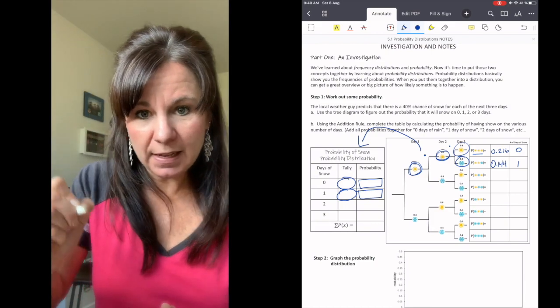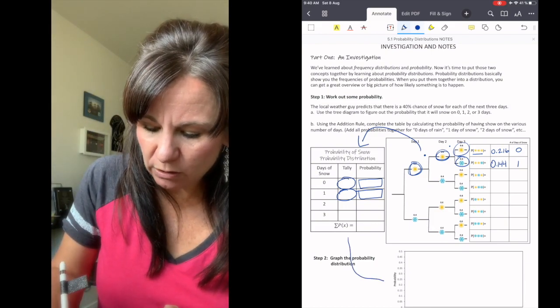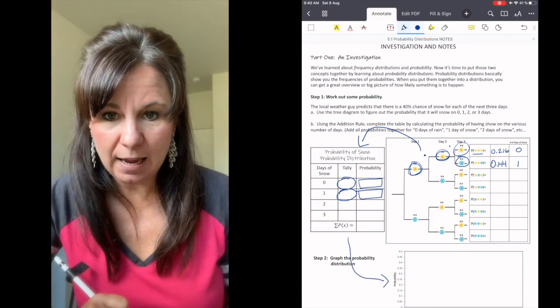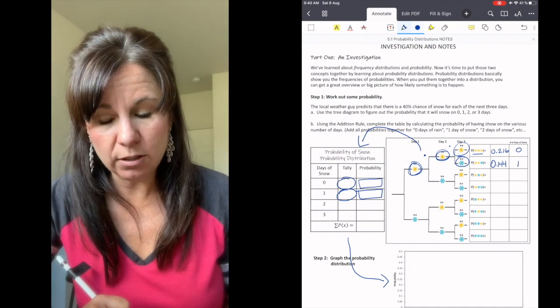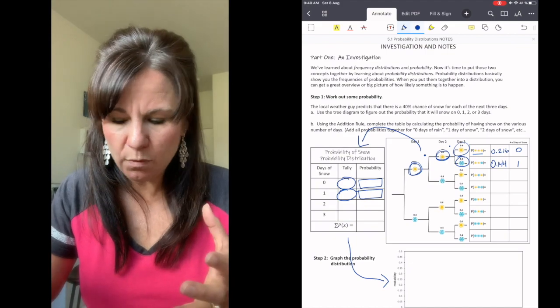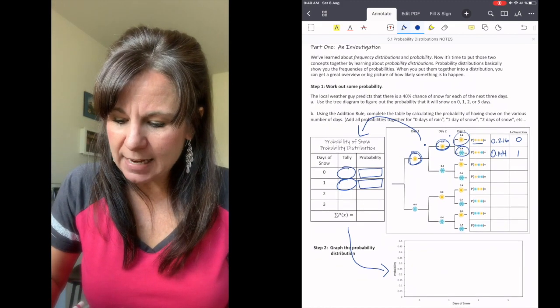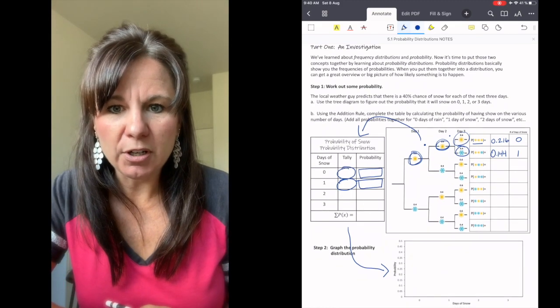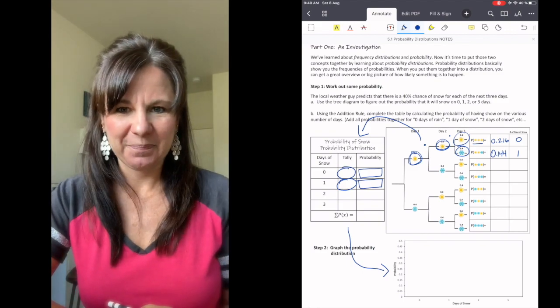Finish that table, and the last step is going to be to graph the table, graph the probability distribution. And that's going to give you an overall picture where you can just glance and see the likely weather for your ski vacation. Good luck.